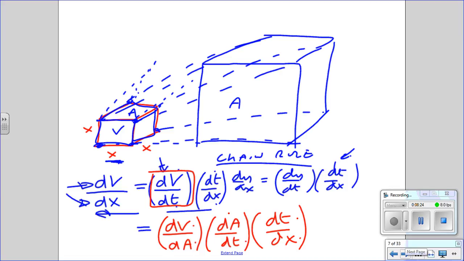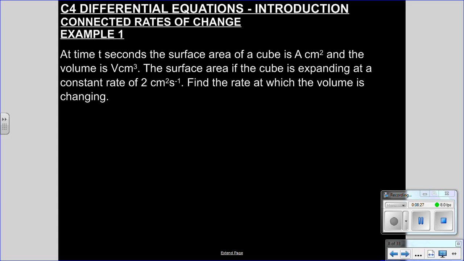So let's put it into a context of a question then. So at time t seconds, the surface area of a cube is A. So we're going back to the surface area, and the volume is V. The cube is expanding at a constant rate of 2 centimeters squared per second. Find the rate at which the volume is changing.